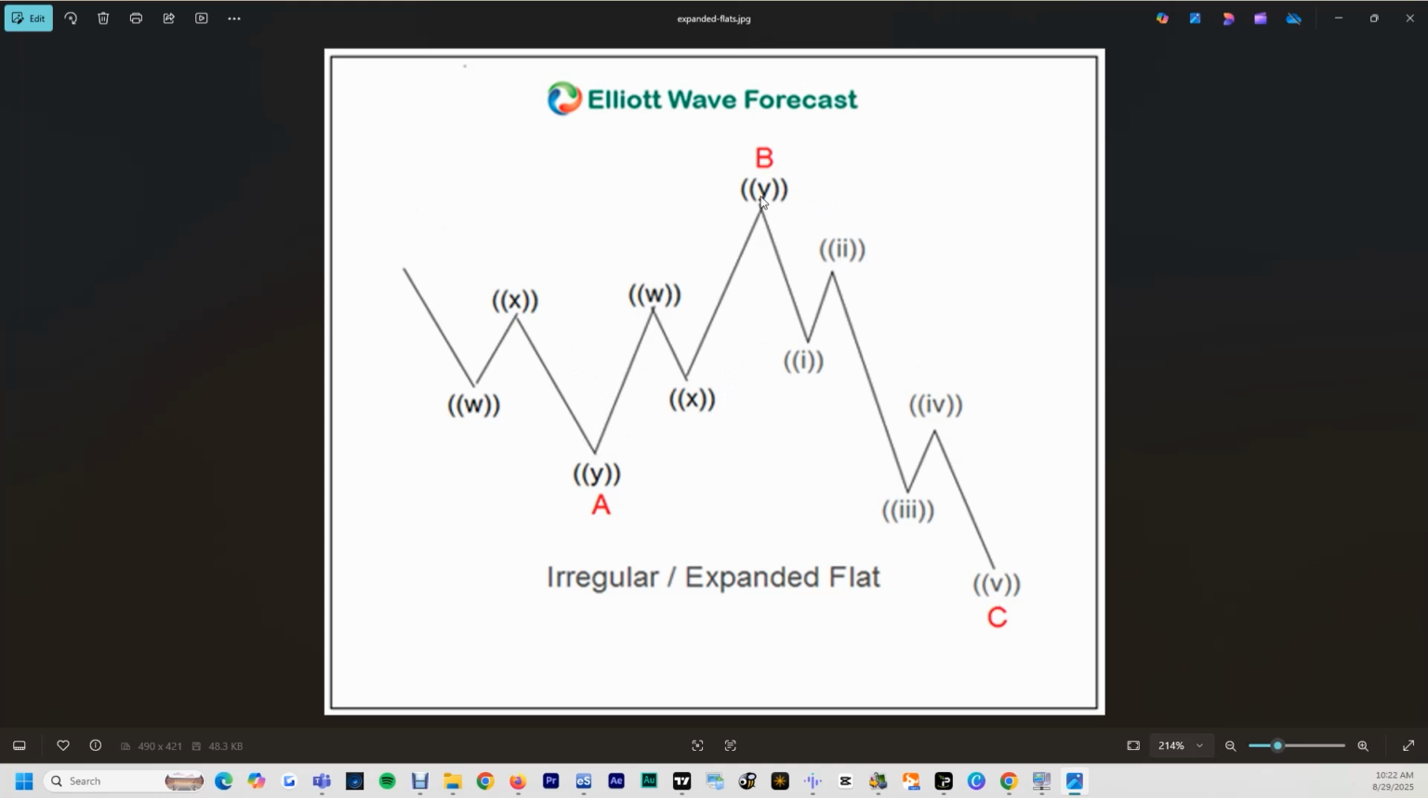So in a way, this is a complex correction. It's a choppy complex correction because the rally breaks above the previous peak and then it completely reverses and breaks down below that previous low. So if you're trying to trade this, it's going to be very difficult, right? Because it's not really trending lower low, higher high. It's all over the place, right?